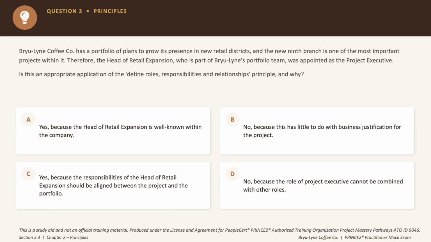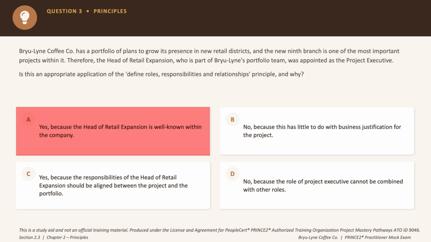Question number 3. Okay, so here the head of retail expansion, who is part of Brewline's portfolio team, has been appointed as the project executive for the new branch. Is this an appropriate application for the defined roles, responsibilities, and relationships principle, and why? Option A says yes because they are well known in the company. Now that is honestly a weak reasoning, right? Because being well known has nothing to do with role suitability.